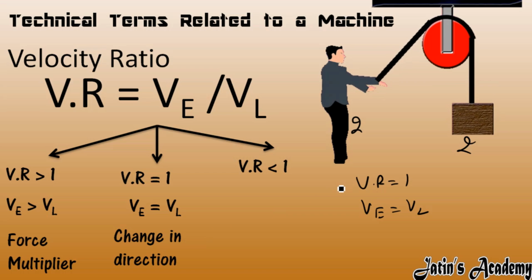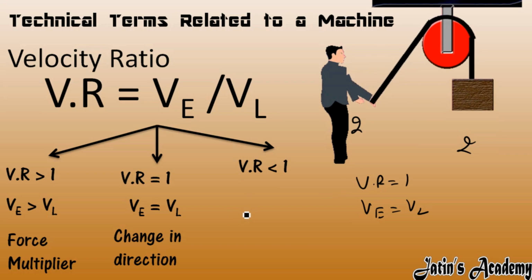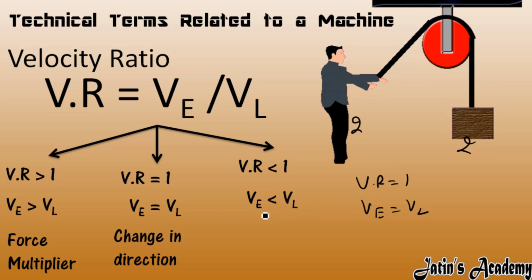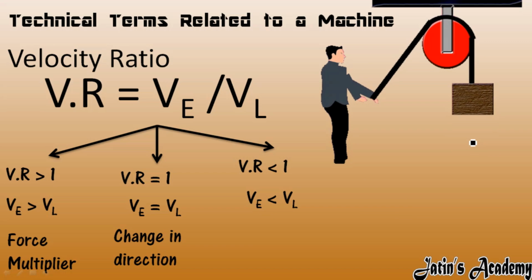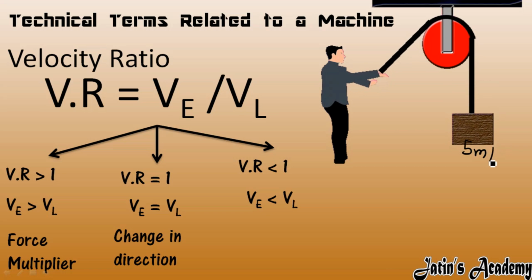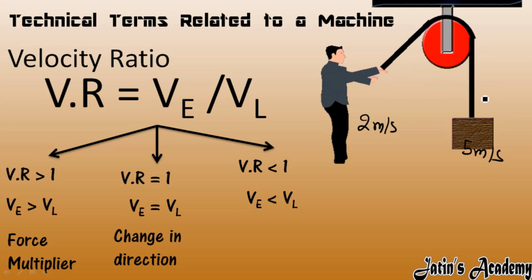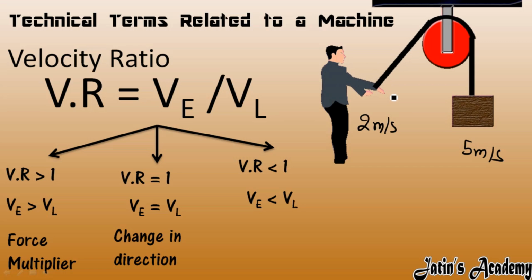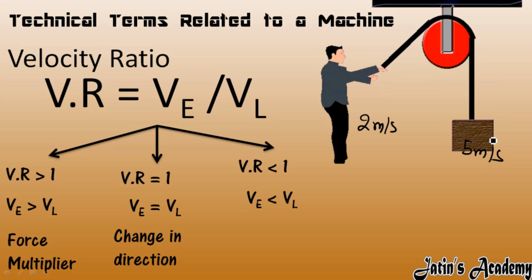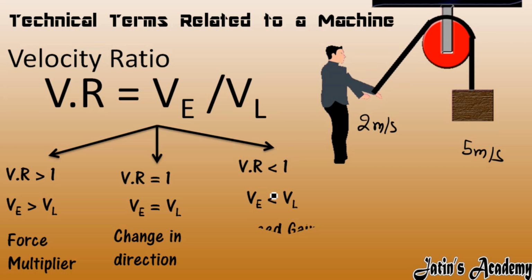Last, we have velocity ratio less than 1. Velocity ratio less than 1 means velocity of load is more and velocity of effort is less. For example, velocity of load is 5 meter per second and velocity at the effort point is 2 meter per second. So here the load is moving quickly, but we are applying the effort with less speed. So here the machine quickly moves a load. So this machine acts as a speed gainer.